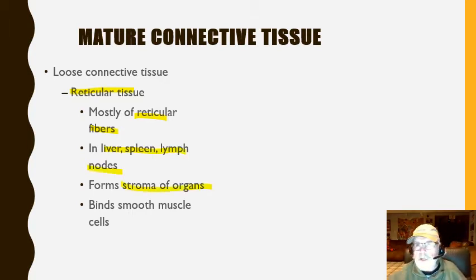What do I mean by stroma? We have cells inside an organ that have a certain function, but they're held together and united by stroma. It's all those other types of tissue that hold things together. So this reticular tissue is what holds all the functional cells of a particular organ, such as the liver, the spleen, or lymph nodes, together. It also helps to bind smooth muscle cells. We'll talk more about smooth muscle in the next video in regards to tissue.